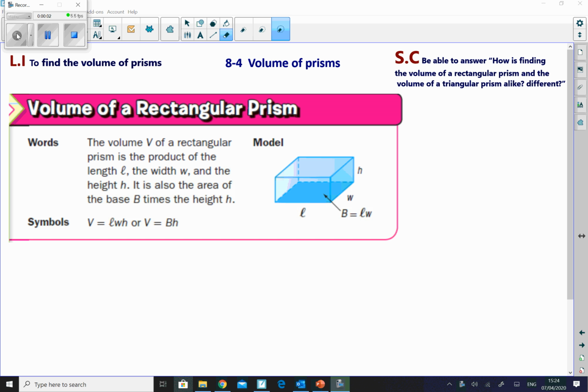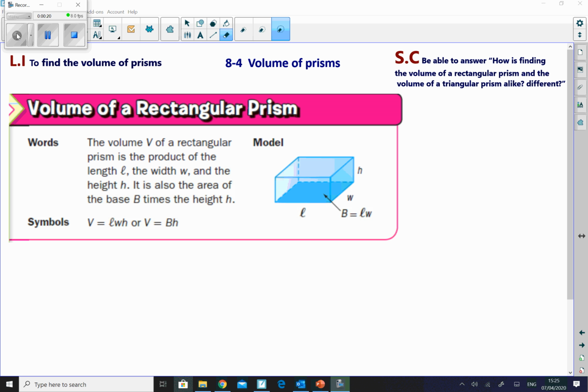Good afternoon. Today we are going to study the volume of prisms. So the volume, we need to know what volume means in the beginning. Volume means the amount of matter I can fill the shape or the 3D figure that I have.